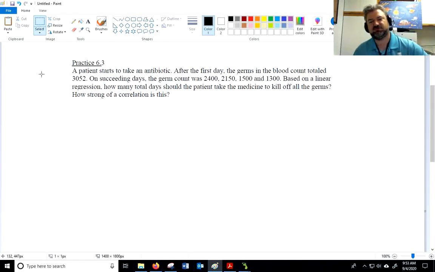All right, a patient starts to take an antibiotic. After the first day, the germs in the blood count totaled 3,052. On succeeding days, the germ count was 2,400, 2,150, 1,500, 1,300. Based on a linear regression, how many total days should the patient take the medicine to kill off all the germs? And how strong of a correlation is this? Okay, give that a shot.